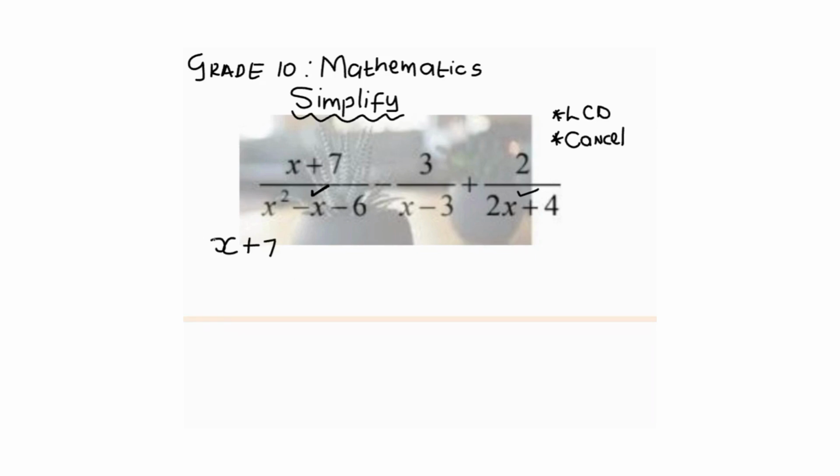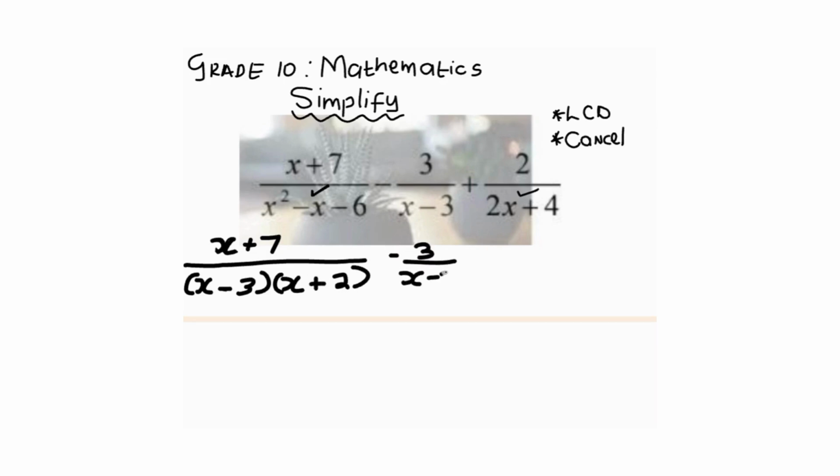X plus 7 stays as it is, and we are factorizing the denominator into two brackets. We need the factors of -6 that can add up to -1, that would be 3 and 2. So the 3 must be negative, the 2 must be positive. The second fraction doesn't have anything to be factorized, and the fourth fraction we can factorize by taking out a common factor of 2, and we are left with x plus 2.